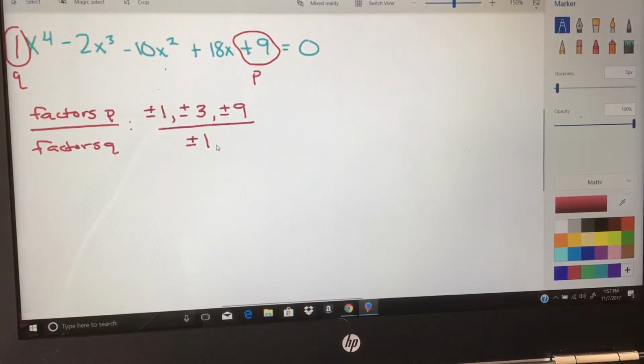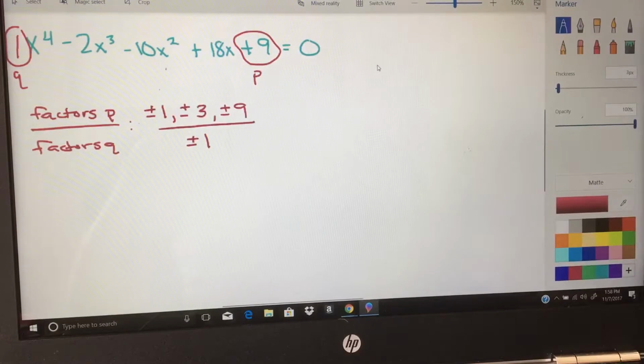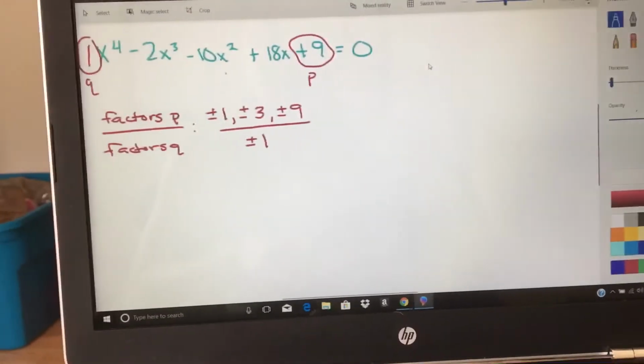If we had, say, a 2 under that, we would put 1 over 2, 3 over 2, and 9 over 2, etc. So that's the first part. The second part is to find a root of the equation. So we want to see which one of these works. You can test each of these using synthetic division, or you can do a really easier method here, which is to go to a graphing calculator.